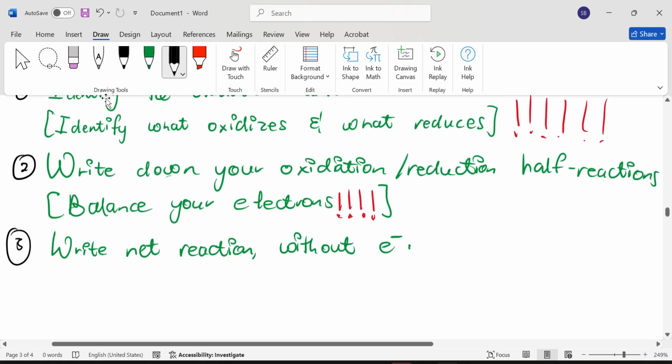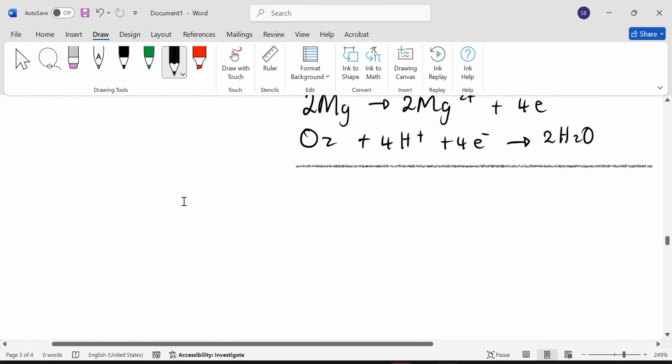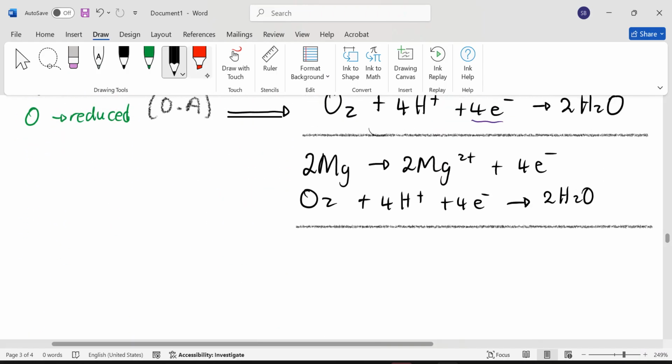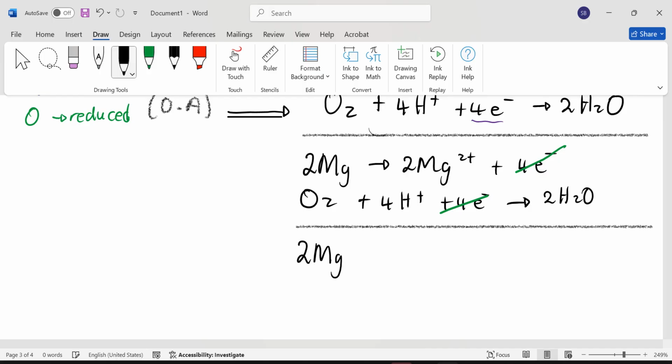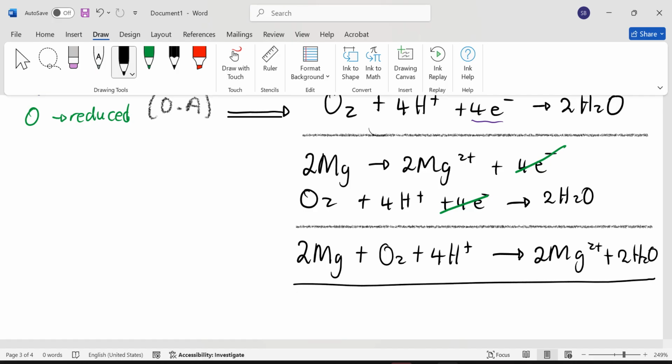Step 3 says write down your net reaction, your net ionic reaction. Then, are the electrons balanced? Yes. Can we cancel? Definitely. So there goes 1, 2. And the net ionic reaction will then be 2Mg plus O2 plus 4H plus, that will give me 2Mg2 plus and 2 water. And that is then our final answer.